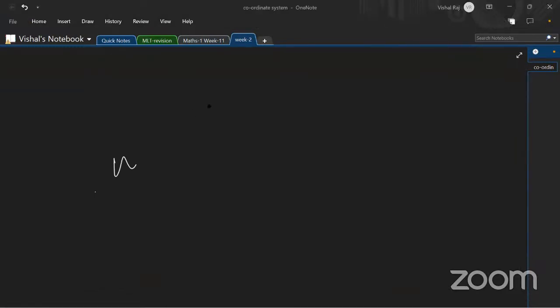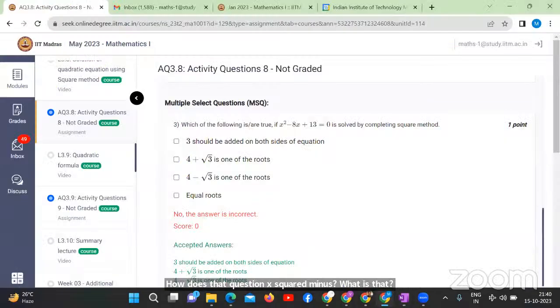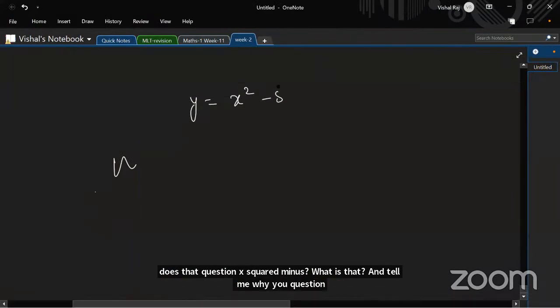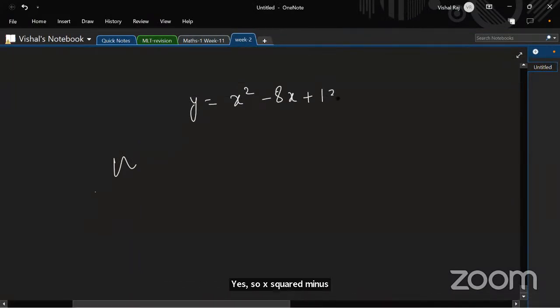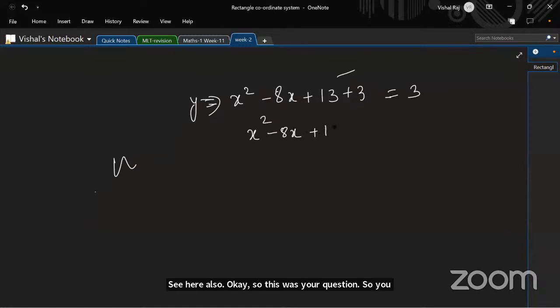Okay. What was that question? Can you tell me? y equals to? Yes, sir. x square minus 8x plus 13. So to make it a perfect square, you are adding 3 here and then you are adding 3 here also. Okay, so this was your equation. So you are making x square minus 8x plus 16 equals 3. This is what you make.